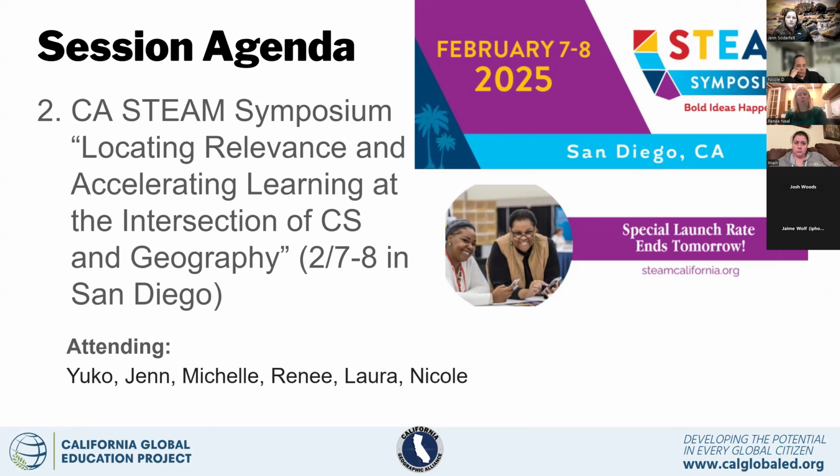In both cases, we got one of two proposals accepted into the program, and the other one was waitlisted. Interesting how both conferences handled it the same way, but I think when the same lead presenter presents two proposals, maybe that's a likely conclusion. So in any case, our STEAM Symposium presentation, which comes up in February, so it'll come soon after the new year. The title that got accepted was Locating Relevance and Accelerating Learning at the Intersection of Computer Science and Geography.